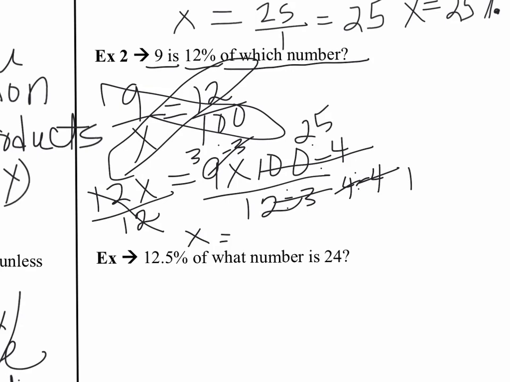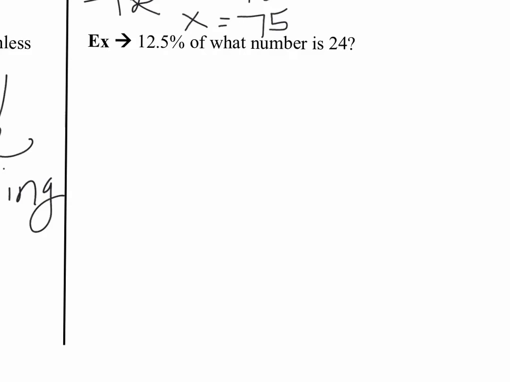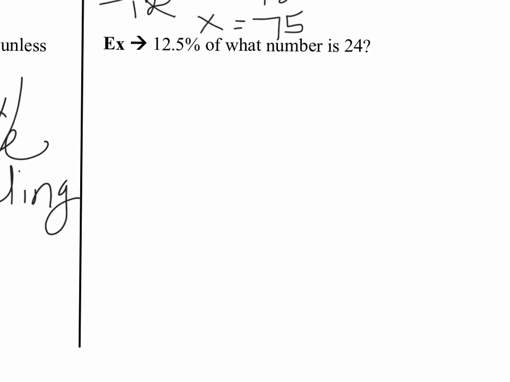This looks familiar. I think we did one like this earlier. Equal to 3 times 25 over 1, 3/4 equals 75 cents. X is equal to 75. The which number we were looking for is 75. Last example. 12 5/10% of what number is 24? 12 5/10%. Let me get my pen. Of what number is 24?